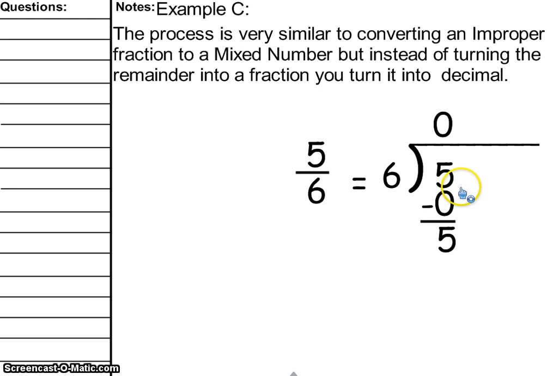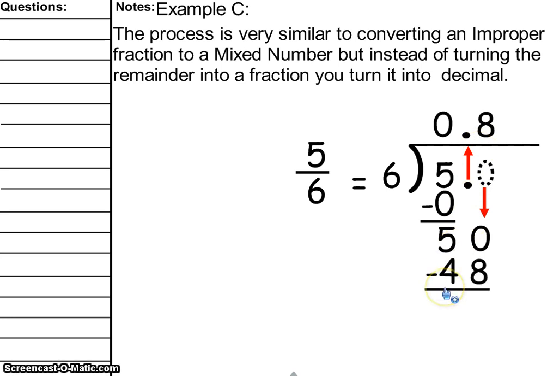And here's where we're going to add our decimal. Add your decimal behind the 5 and then take it straight up into our quotient. And then right behind the decimal, we're going to add our 0, our placeholder 0. And then we're going to bring it straight down. So now we have the number 50. So what times 6 gives me 50? 8. And then we have 48, and we subtract. 50 minus 48 is 2.